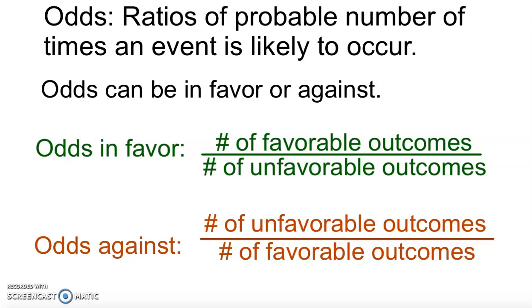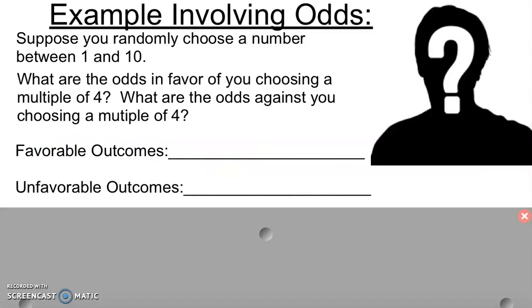So actually, the odds of rolling, I'm sorry, the odds of rolling an even number when you roll a die is 3 over 3, which is 1 over 1. And the odds against rolling an even number when you roll a die is also 1 over 1, because it's 3 over 3. So let's take a look at an example here.